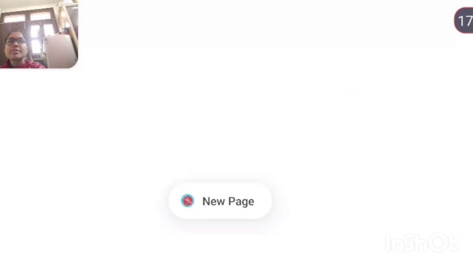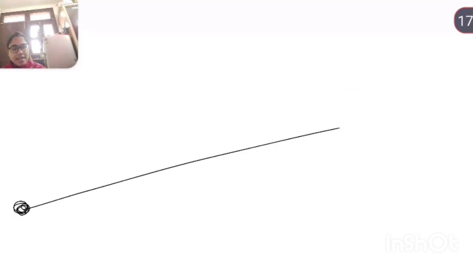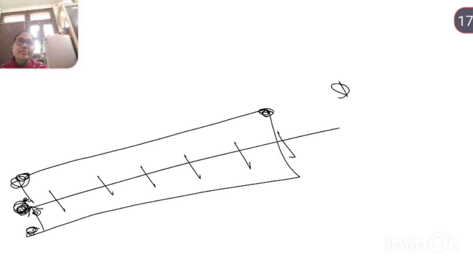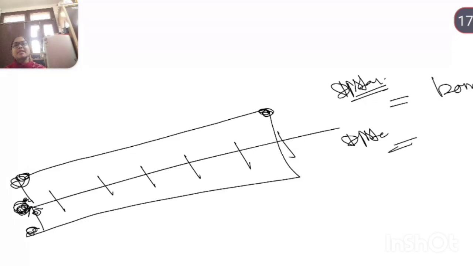Similarly, suppose this is my starting point, and 10, 20, 30, 40, 50, 60. Suppose I move from here to 60 meters, and then I come back to my initial position, that is 0. What is the distance and what is the displacement? Distance is 60 and again 60, so it is 120 meters, while displacement is 0. Starting position 0 and end position also 0, so final minus initial is 0 meters minus 0 meters, which is 0 meters.